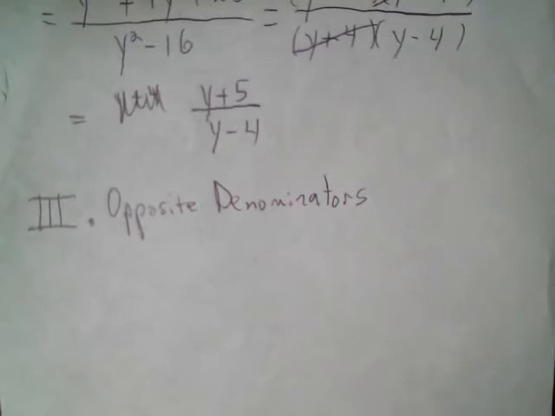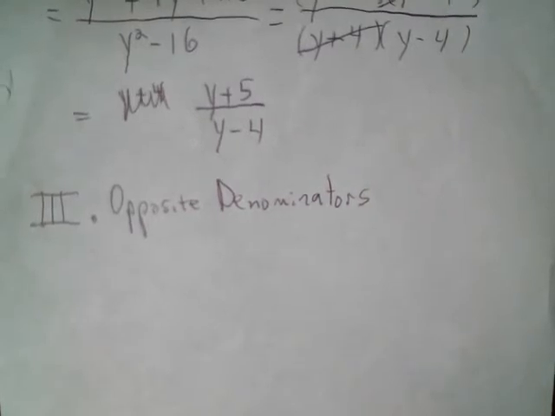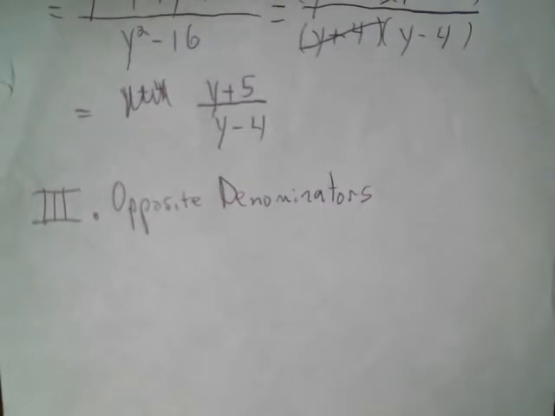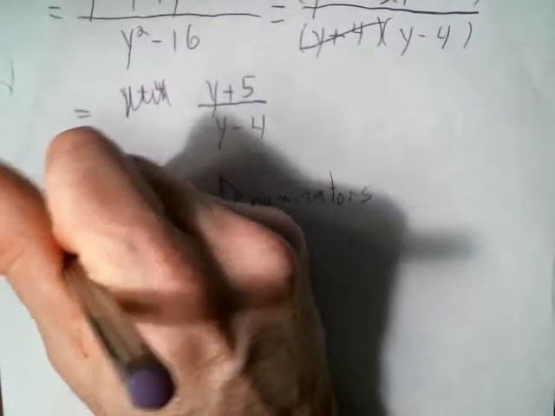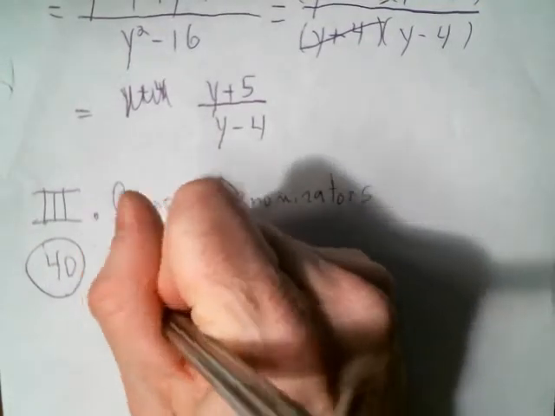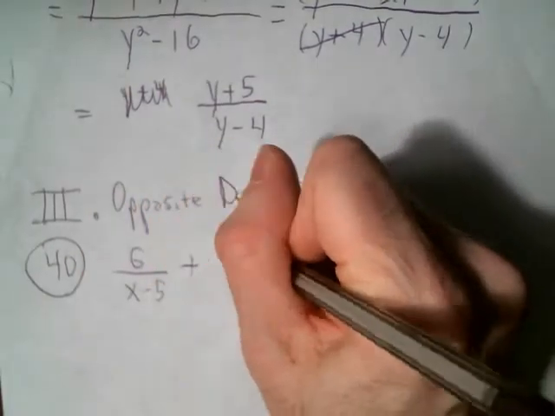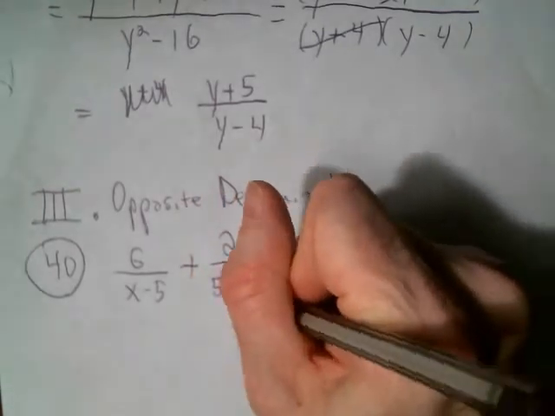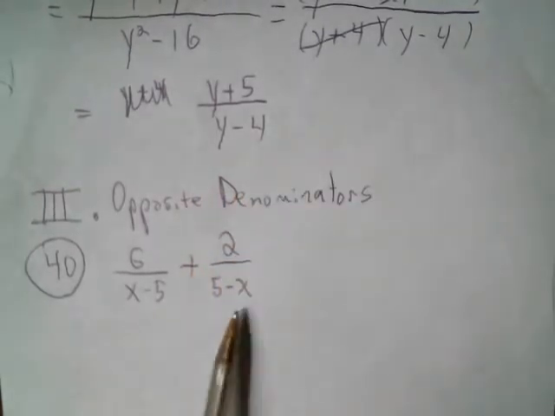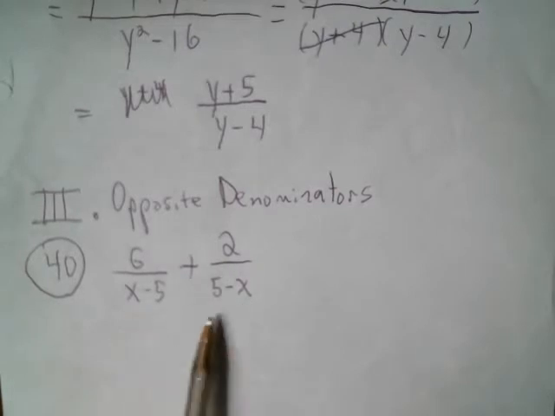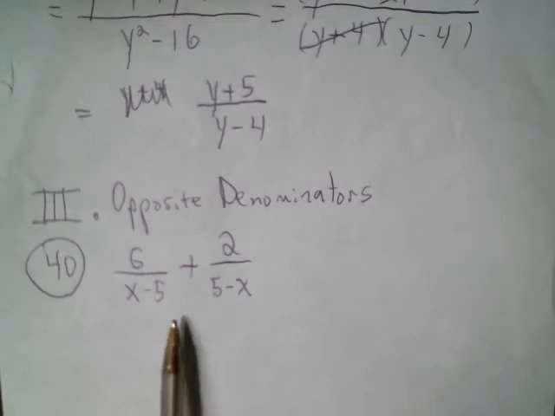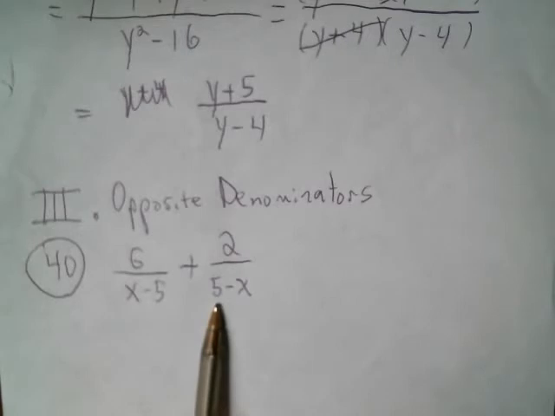And what do we mean by opposites? We mean additive opposites. So if you were to add the denominators together, you would get 0. Okay, so for instance, number 40, we have 6 all over x minus 5 plus 2 all over 5 minus x. Okay, so look at the denominators. They look like they're almost exactly alike. The only problem is this is positive x, this is negative x, and this is negative 5, and this is positive 5. So they have opposite signs, and there's a quick trick for this.